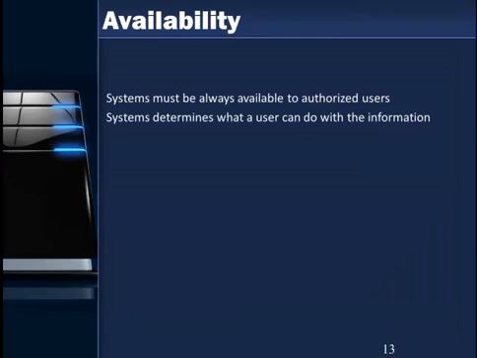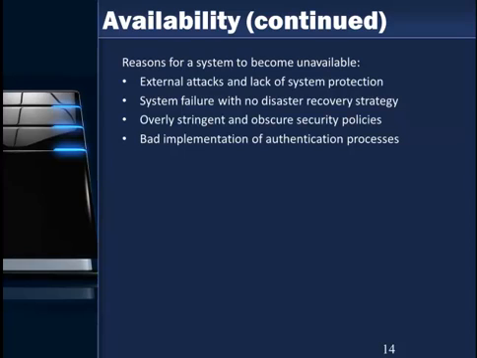Availability: systems obviously always need to be available when we start aggregating information in databases. We want to make sure that it's available to authorized users only, and then the system should be able to determine what users can do with that information: read, write, execute, or whatever execution types of access rights that might be assigned to that particular data.